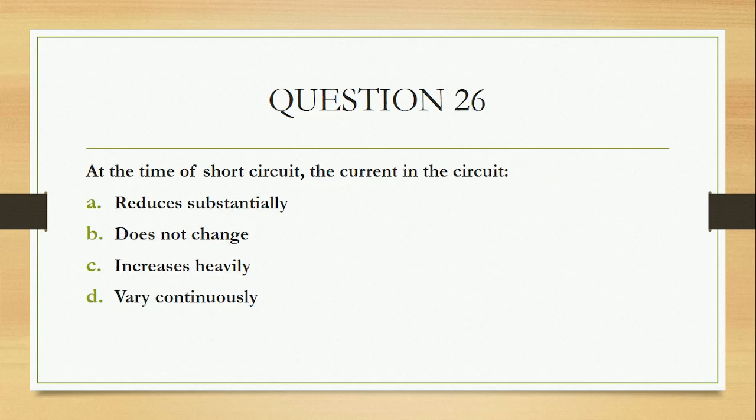Now the next question is, at the time of short circuit, the current in the circuit, option A, reduces substantially, option B, does not change, option C, increases heavily, or option D, varies continuously. And the correct option is option C, increases heavily.